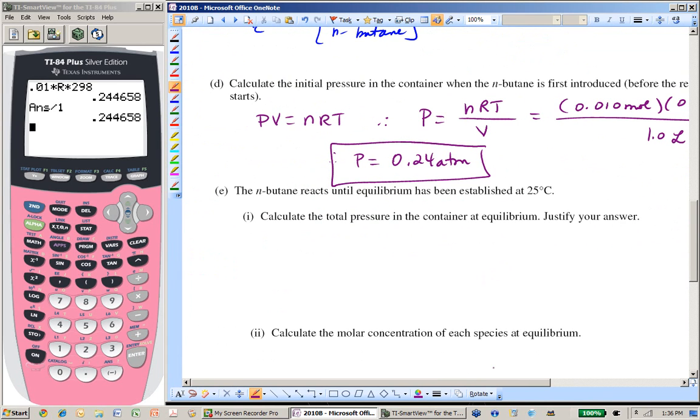Alright, so that was N-butane before anything really happened, just the initial pressure. So if I need that in a rice table later, I got my I. Alright, so the N-butane reacts until equilibrium has been established. Uh-oh, here it comes. Calculate the total pressure in the container at equilibrium.